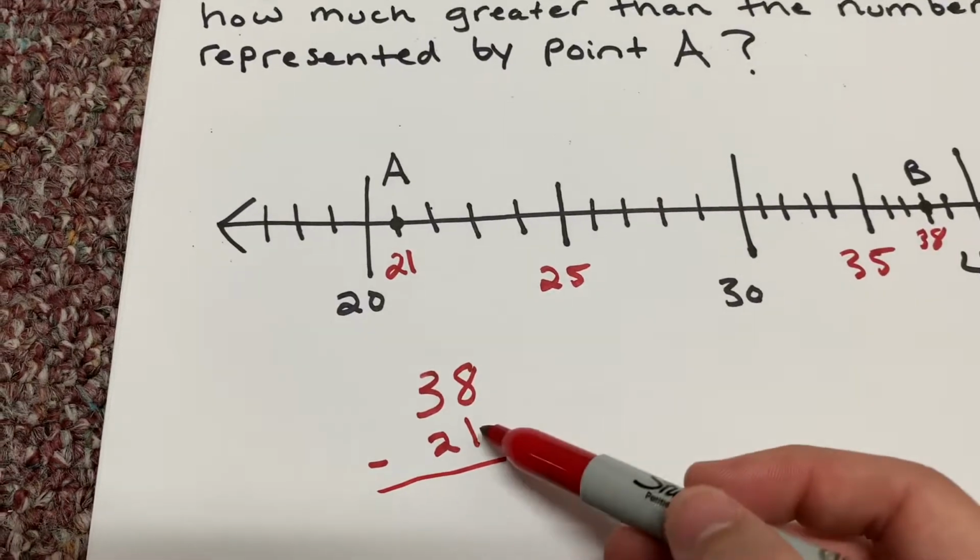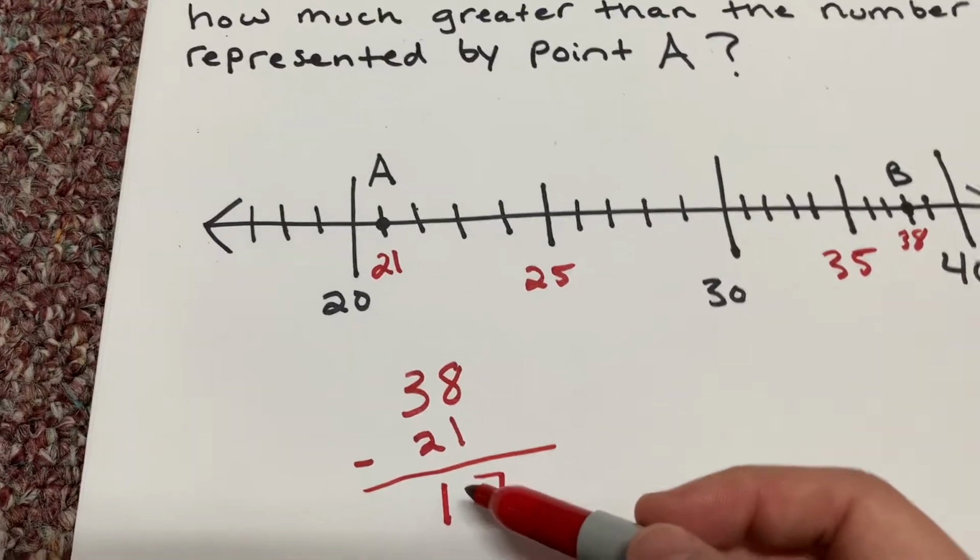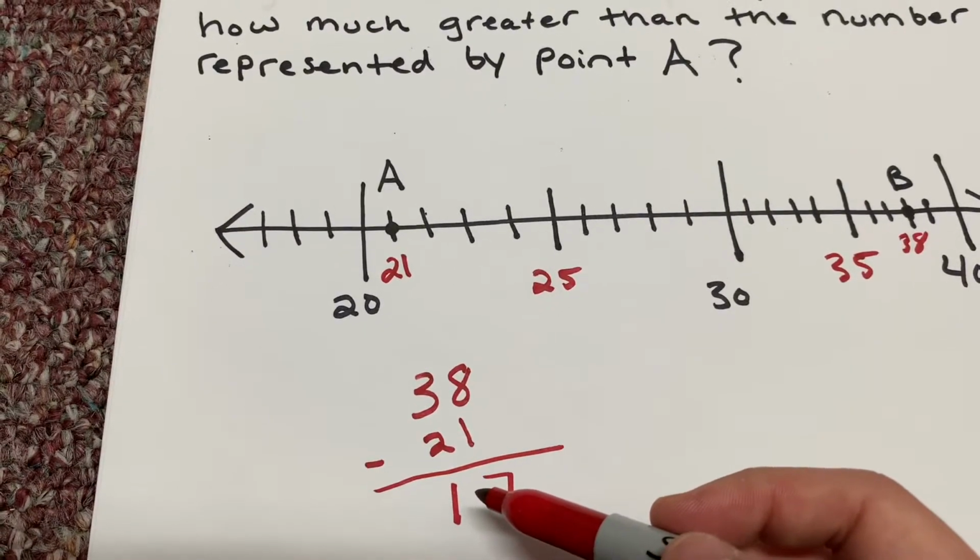So we subtract, so take 1 from 8, we get 7. Take 2 from 3, we get 1. So we get 17.